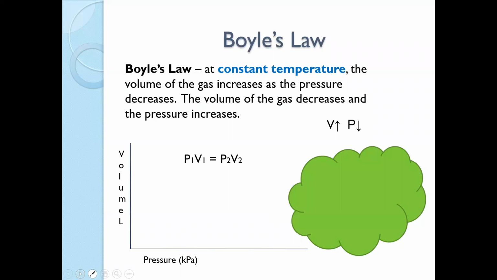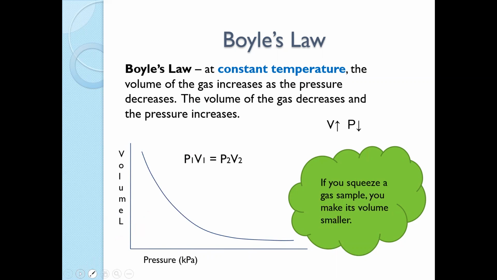Boyle's law describes the relationship between pressure and volume of gases at constant temperature. The pressure of a fixed amount of gas varies inversely with its volume. That means the volume of the gas increases as the pressure decreases. If you squeeze a gas sample, you make its volume smaller.